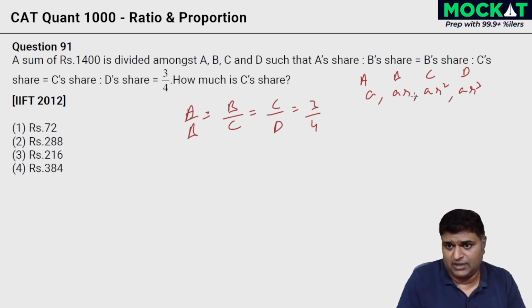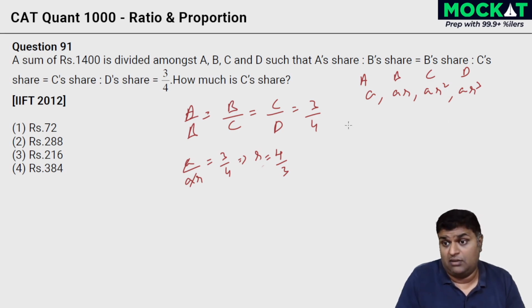So what is A by B over here? That's nothing but A by AR. This is AR by AR square. Everywhere you're getting 1 by R, right? You're getting 1 by R equals 3 by 4. So R is equal to 4 by 3. So A into 4 by 3, A into 4 by 3 whole square, and 4 by 3 whole cube, right? Whole cube.